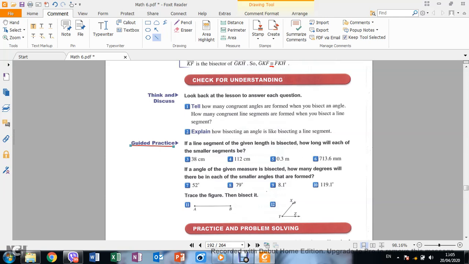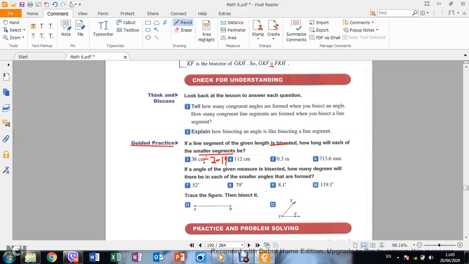If a line segment of a given length is bisected, how long will each of the smaller segments be? What does bisecting mean? We divide it into two congruent parts, two equal parts. Because it's 2, we divide this number by 2, which equals 90. So the smaller segment must be 90.